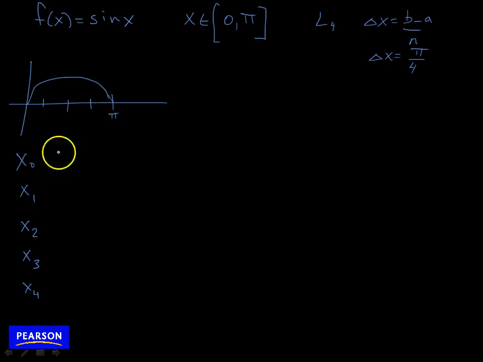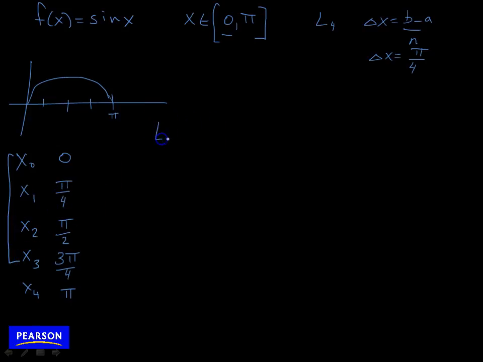And this chart is very helpful, especially when you're starting to do these. So we start at our a value, which is 0, and then we add delta x each time. So we get pi over 4, add another pi over 4, we get 2 pi over 4, which is pi over 2, add another pi over 4, that's 3 pi over 4, and then add another pi over 4, and that gives us pi. So for a left approximation, we are going to use the left 4 points.